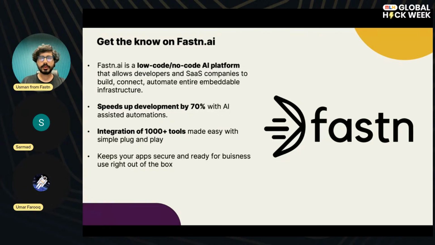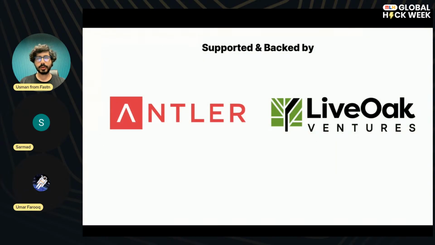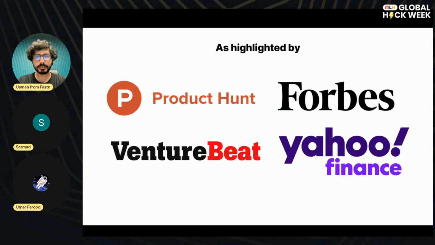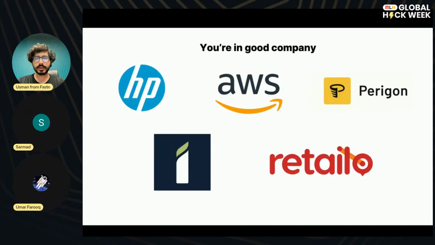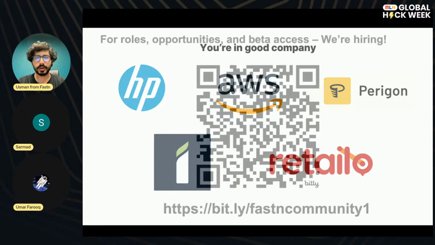So Fastn helps you build your infrastructure, your entire business from scratch without the idea of working on the code end or thinking about having an entire team for that. So we're supported and backed by Antler and Live Oak Ventures, and we're highlighted by Forbes, Product Hunt, VentureBeat, and Yahoo Finance. And we've worked with numerous companies like HP, AWS, Paragon, Rotelio, and so on.